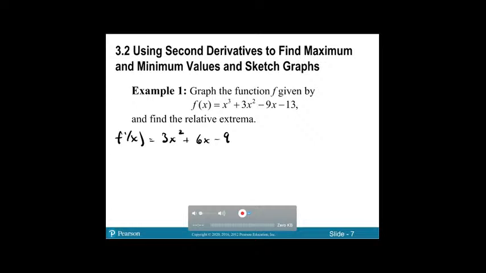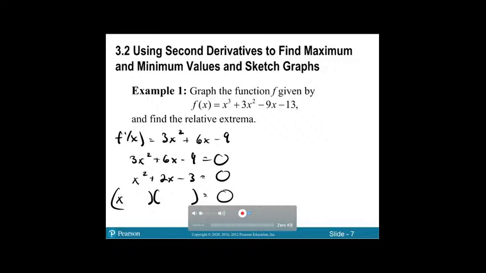If we say 3x squared plus 6x minus 9 equals 0, we can divide both sides by 3 and get x squared plus 2x minus 3 equals 0. Then we want to see, can we factor it? One's plus, one's minus, 3 and 1, right? Positive 3 and a negative 1.